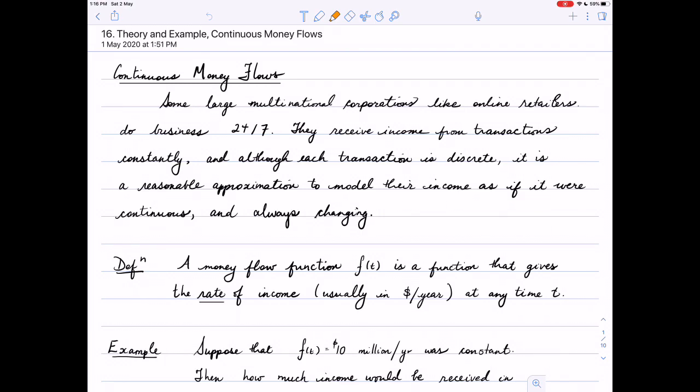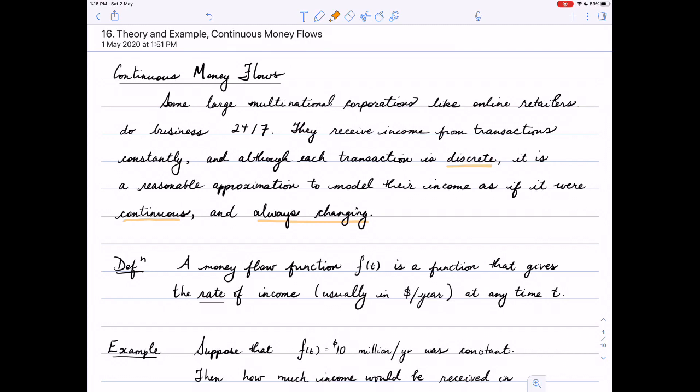Even though each single transaction is discrete, right? That happens once and there it is. It is reasonable, because there are so many of them and they're happening so frequently, to approximate their income stream as if it were continuous. And not just continuous, but typically always changing from moment to moment.